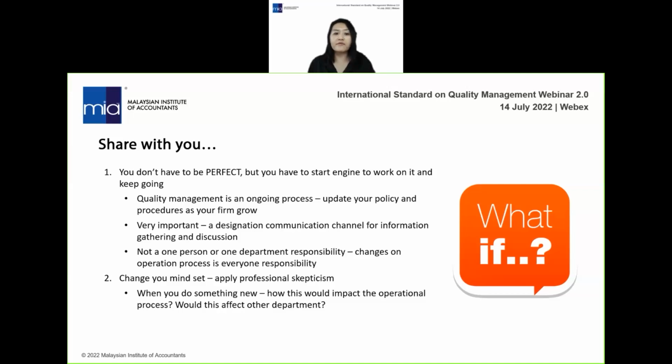Okay. And the next thing that is very important is to change your mindset and apply professional skepticism, right? This is something that is very familiar. We have been doing that all the time. And when you do something new, always think about how this would impact the operational process, and would this affect other departments? If so, then what are the possible risks? So always have a questioning mind when you're trying to start something new. And then give information to the communication channel for them to do some gathering, some digestion, and then to filter, and then to discuss, to see what you have to do with this, and then to address this issue, to address the risk. Okay, so it is not that difficult and it is not that horrible, right?